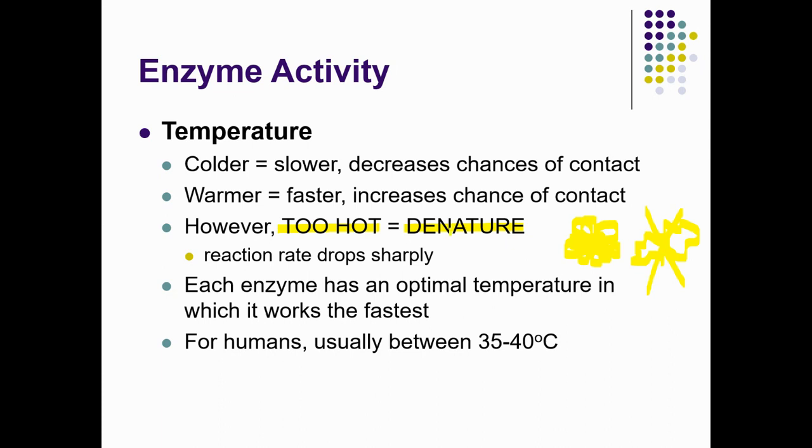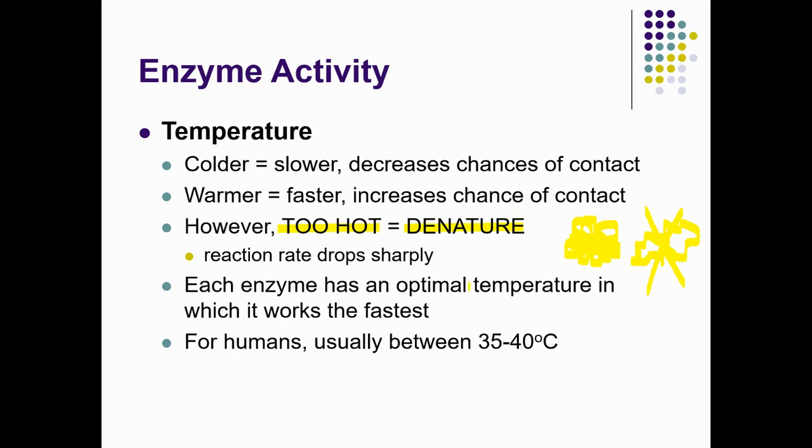And so this is why a high fever is dangerous. And I'm not talking like 99, 100. I'm talking like 104, 105. I mean, we're talking very, very serious, because if your body temperature gets too hot, your proteins will start losing their shape. And so denaturing is not good.